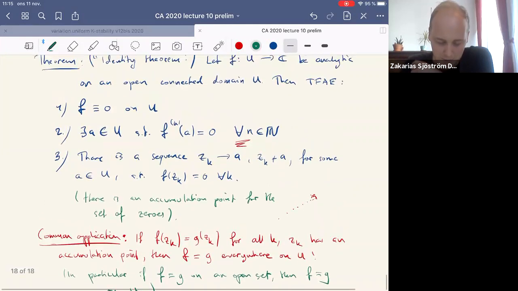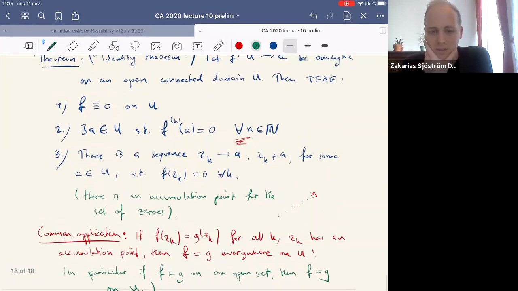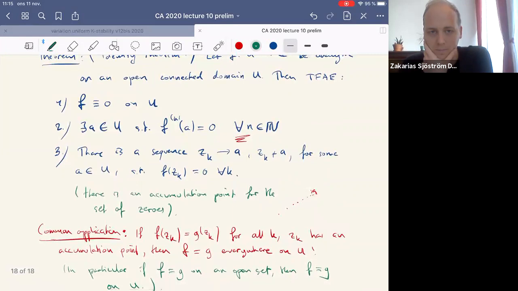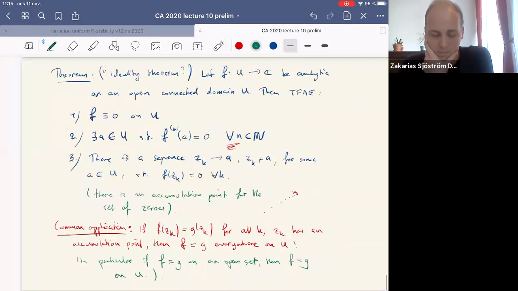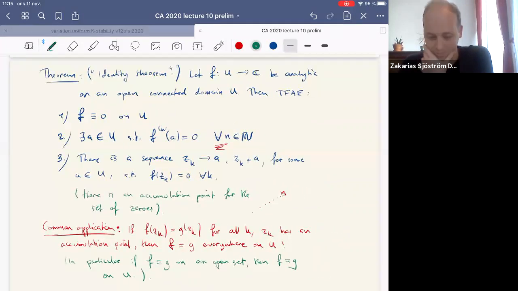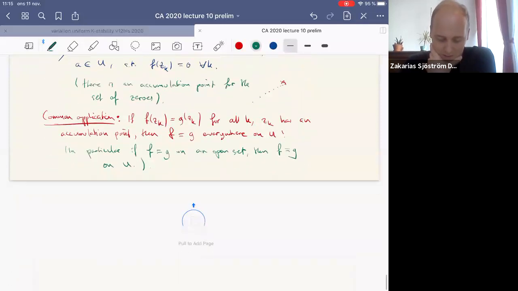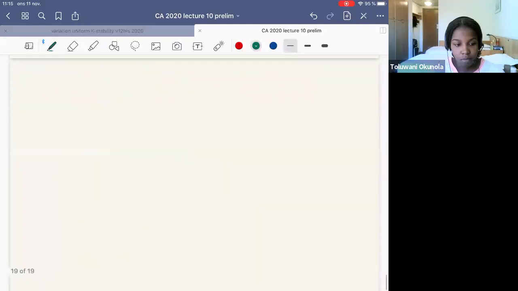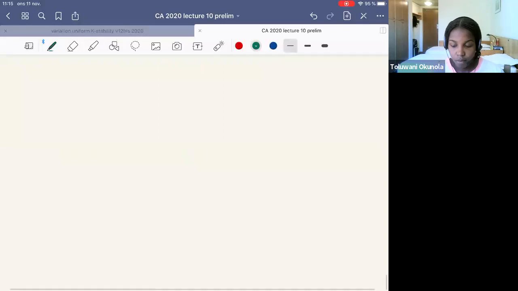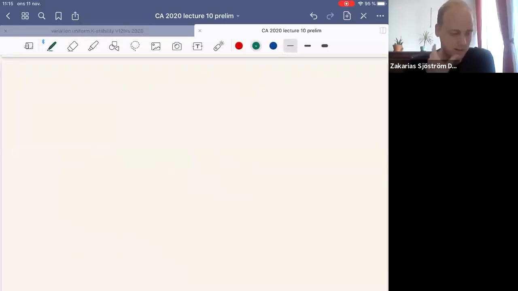Okay, so now we will prove this theorem. So any questions about this statement before we do that? Okay. So the proof is actually very nice. I like it a lot.